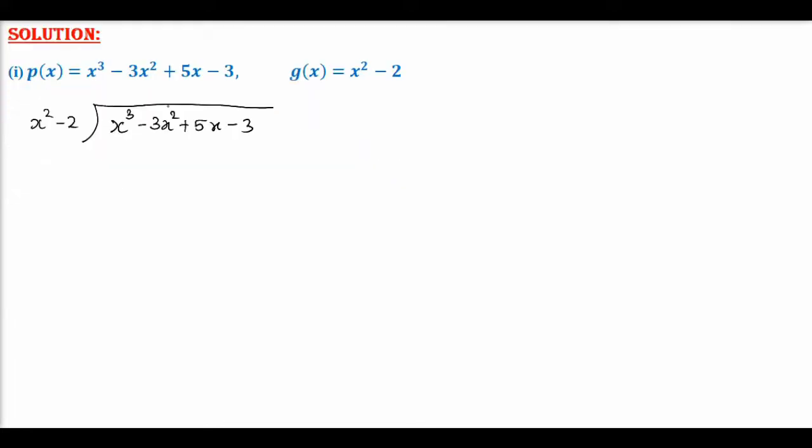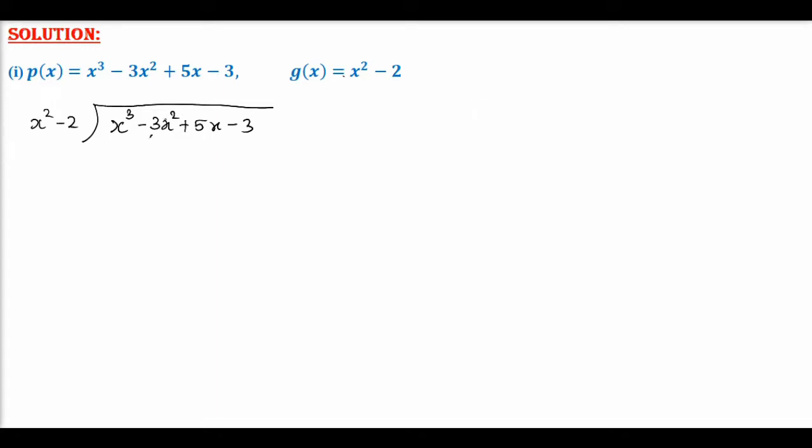Now let's divide the p of x, x cube minus 3x square plus 5x minus 3 by g of x, x square minus 2. Okay, now the first step of the division algorithm, that you check whether the given polynomials are in standard form. Yes, they are in standard form. Their powers are in decreasing order. So no problem. We will start with the division.